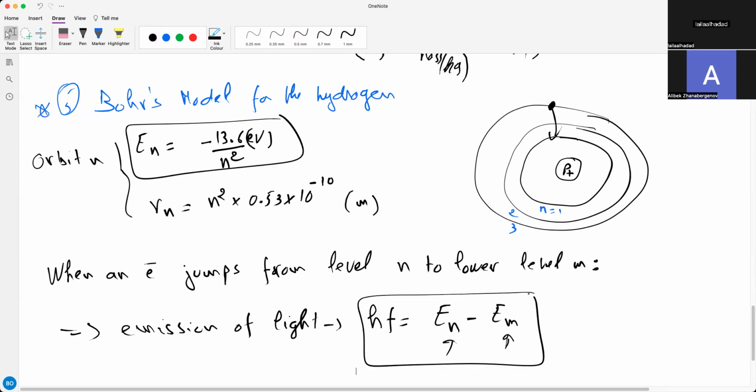Is this clear? Those are the three important things for the Bohr model, at least for our application here. The orbit has an energy, and the orbit has a radius, and when the electron jumps from an upper level to a lower level, this jump will emit a photon, and the energy of this light is just the difference between the two energy levels. Is this clear?